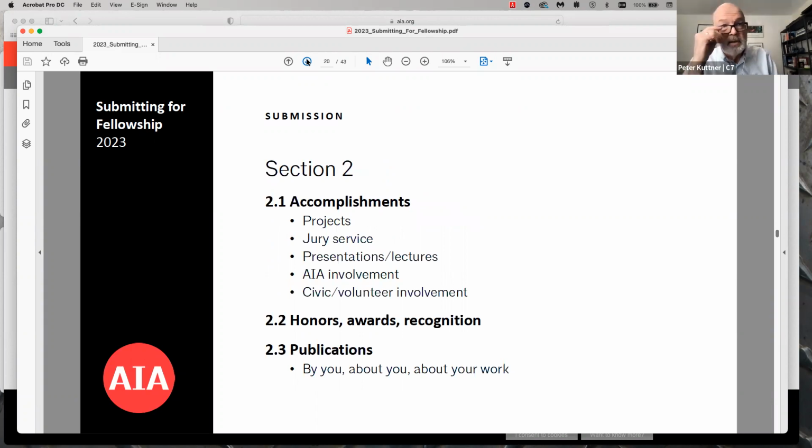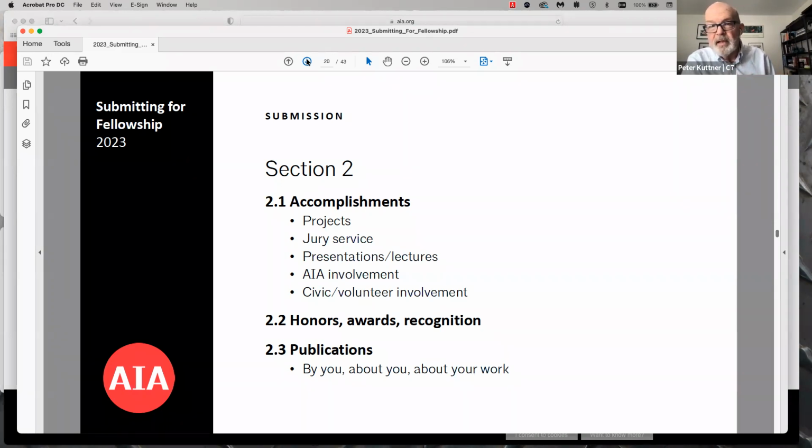So section 2 is more of a resume style, almost list formatted. I recommend people use headlines because they want to hear what your accomplishments have been. And they have given these categories: projects, jury service, presentations, AIA committees, volunteer committees, and other things. So it's good to use those headings and then list them. Inevitably, some things you do will show up in more than one place, and you may mention them in a summary, and they'll show up again under a project and also AIA involvement.